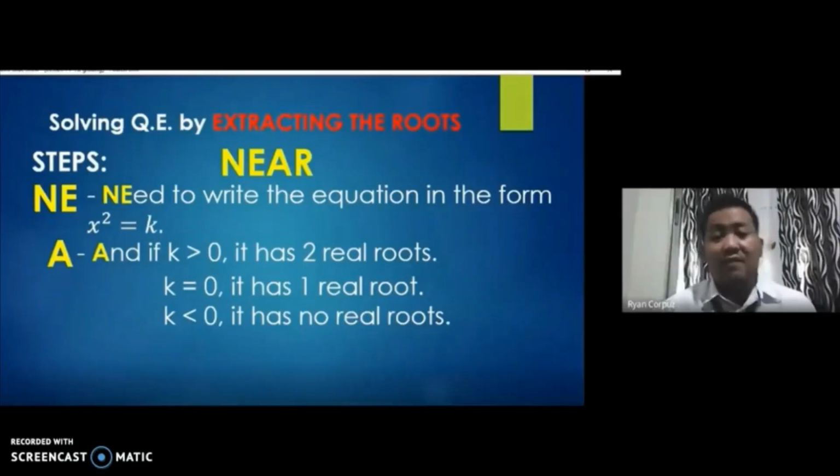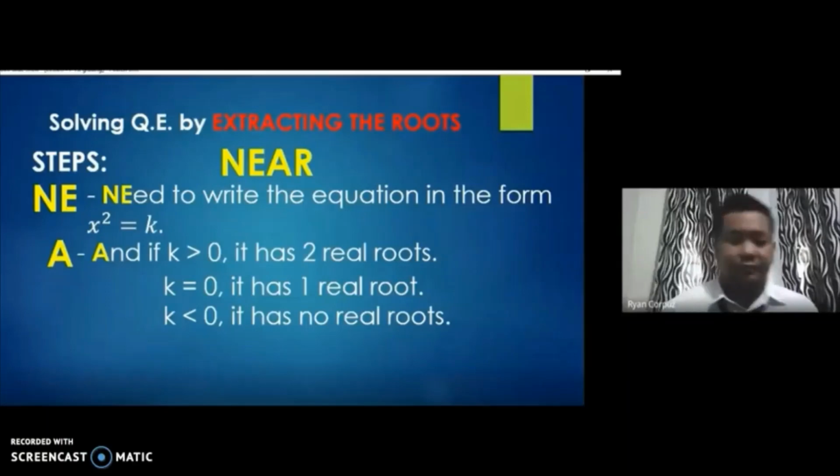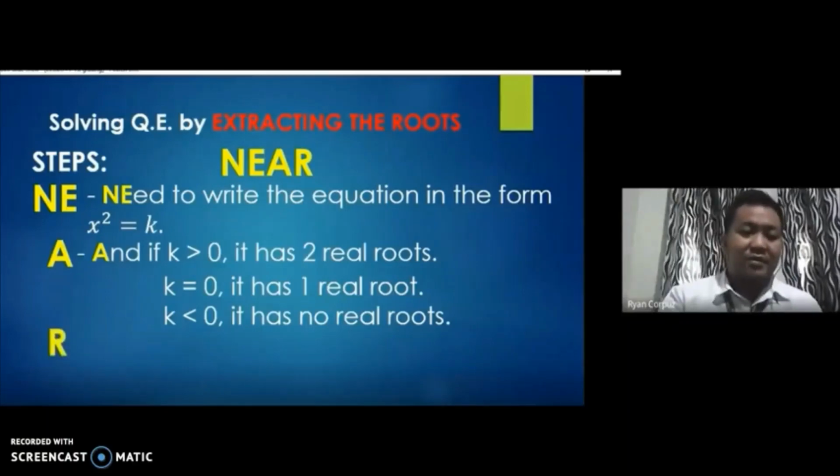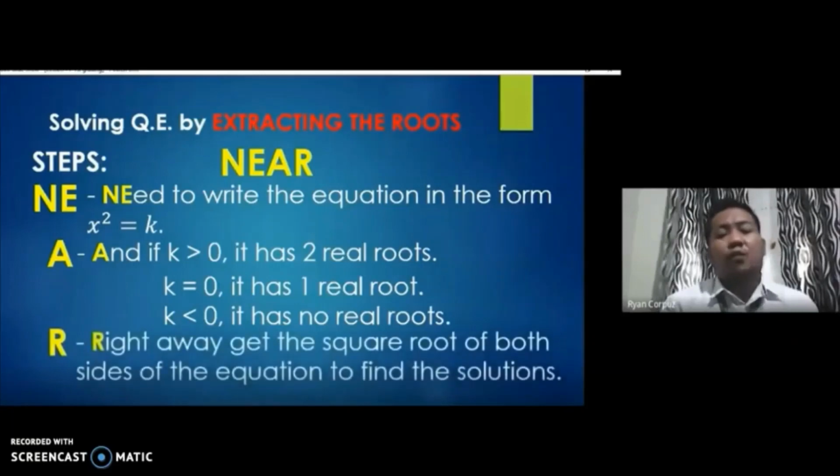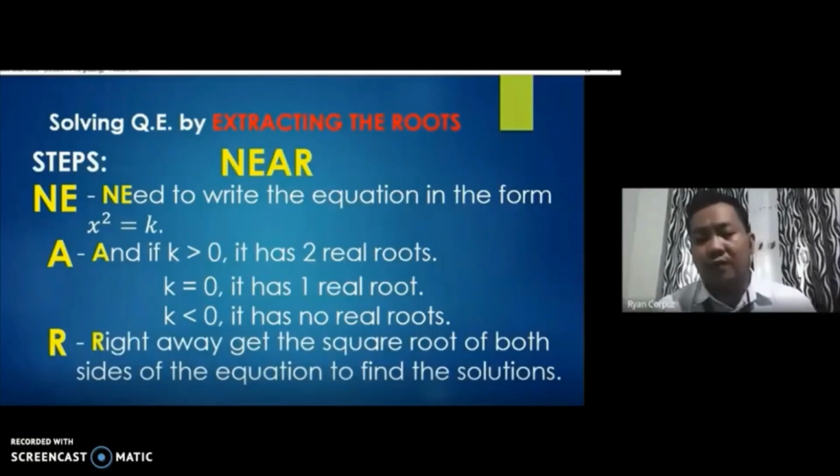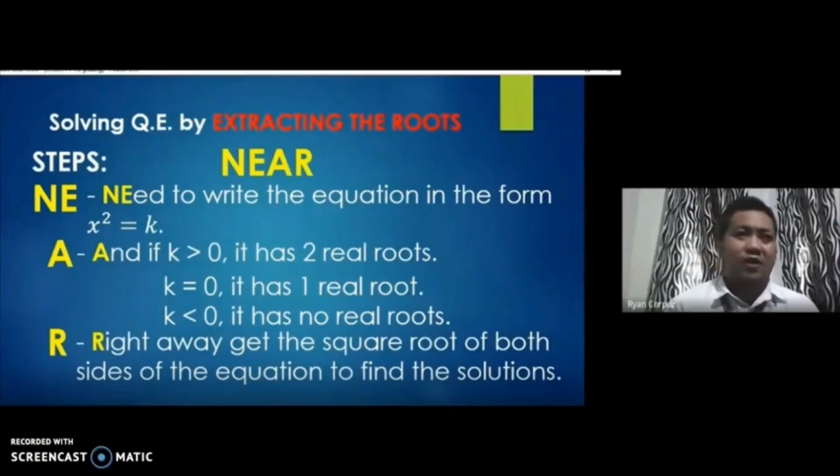So the answer there is undefined. And the last is R. R stands for, according to this, right away, get the square root of both sides of the equation, find the solutions. So we are just going to find the square root of both sides.